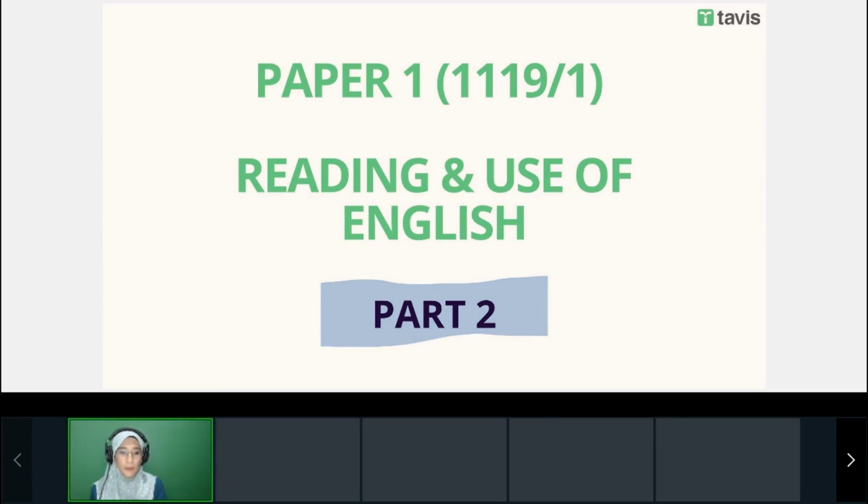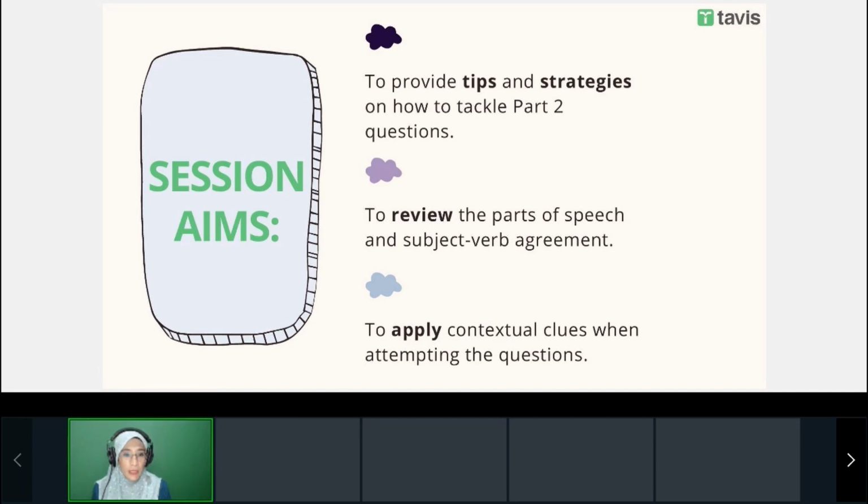Before we go in depth on our lesson for today, let's see our aims. I will provide you tips and strategies on how to tackle part 2 questions, and we will also review parts of speech and subject-verb agreement. This is crucial for rational clause, everybody. Please pay attention, and please try to have a pen and a piece of paper with you to jot down any notes that you think are really important for your exam.